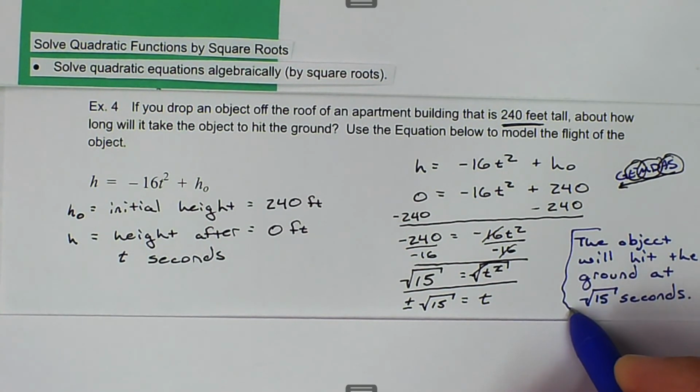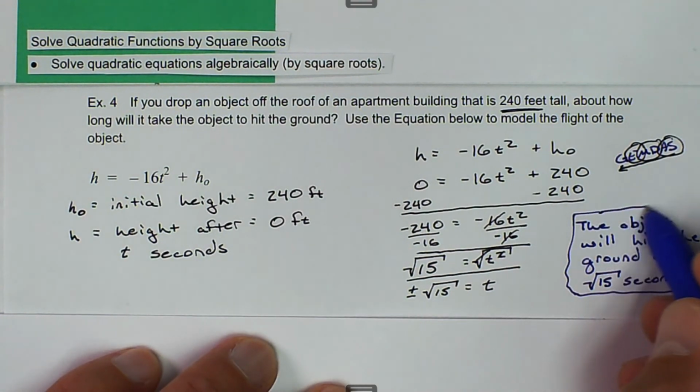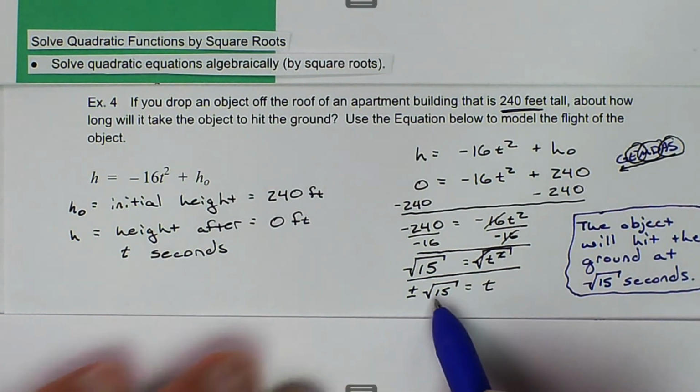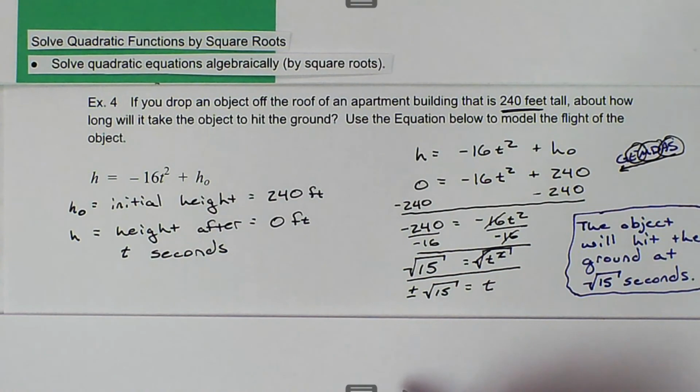Now, it makes sense that we say the square root of 15 seconds because it couldn't take negative square root of 15 seconds. We couldn't drop the object off the roof and then 3 seconds ago it hits the ground. It's going to happen after we let go of it. So it has to be positive. It can't be the negative side of that.